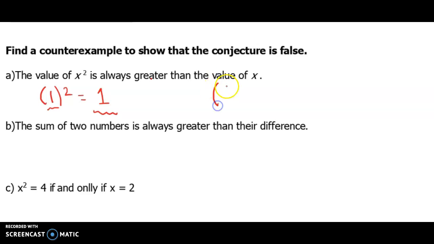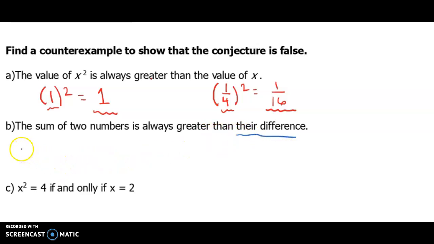Or what if 1/4 squared is 1/16? Is x squared, which is 1/16, greater than 1/4? No. So there's several of these you can find. All right, part B, it says the sum of two numbers is always greater than their difference. So when we add two numbers, it's always going to be bigger than their difference, so when we subtract them.